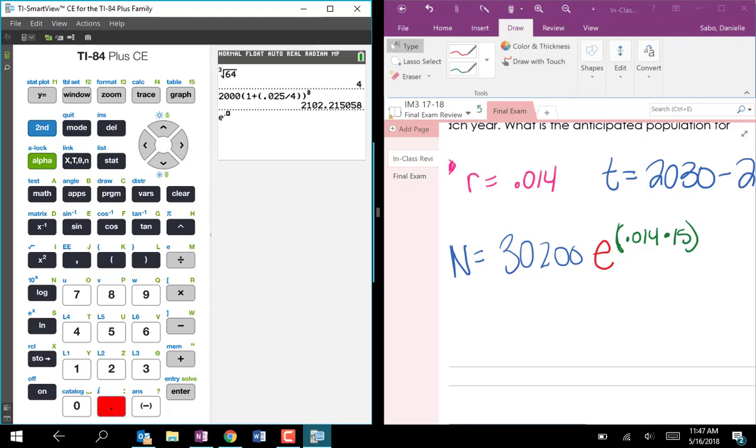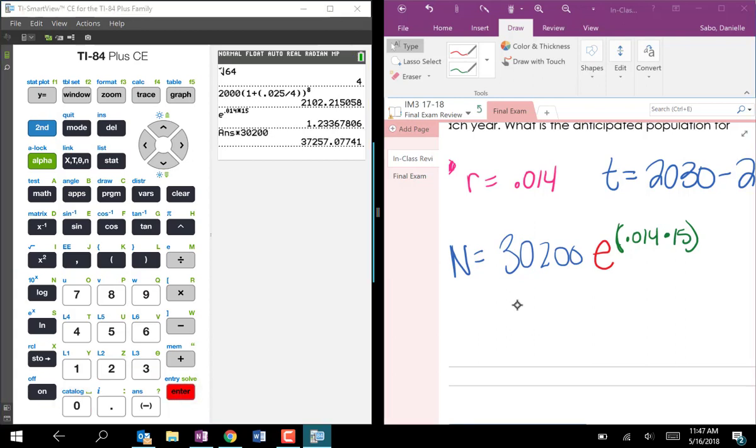So I'm just going to type in 0.014 times 15 and press enter, because I did mine a little backwards, and that's okay. But now I've got to times it by 30,200. You could have put it all in at once. I just forgot to do it in the beginning, so I'm going to do it at the end. So times 30,200, and you should get a bigger number. I got 3782. I'll have to come and check it out.